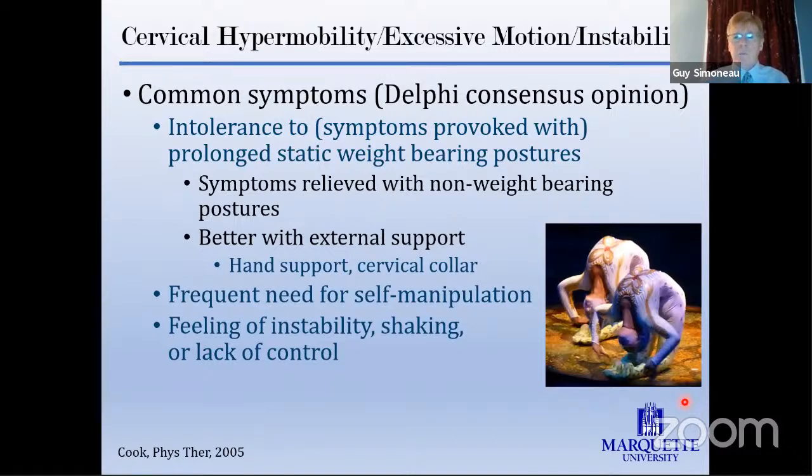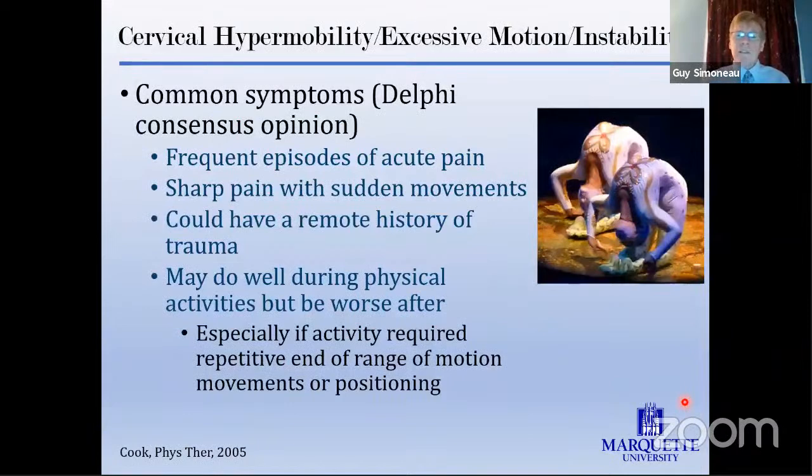If we look at that particular subpopulation, those are people that may tell us that they have intolerance. They don't tolerate static position, prolonged static position. They need to move or they need to support their heads with their hand. Those people like self-manipulation of their cervical spine. And they also will oftentimes complain of a feeling of instability, shaking, lack of control. They tend to have frequent episodes of acute pain that doesn't necessarily last very long, maybe just a few days. And this will happen with just moving in mid-range of motion. So quick movement creates their pain, showing that they have poor control in that early to mid-range of motion.